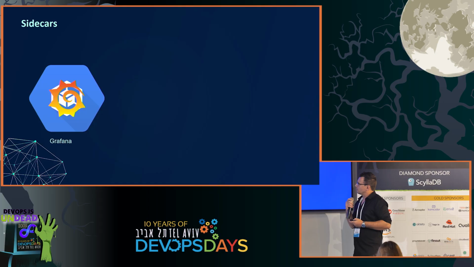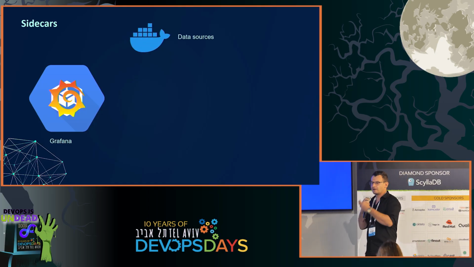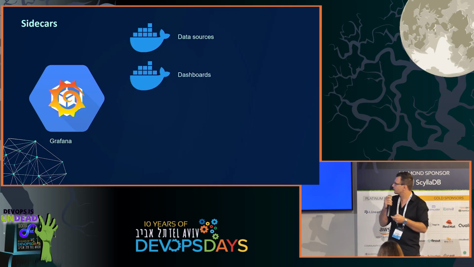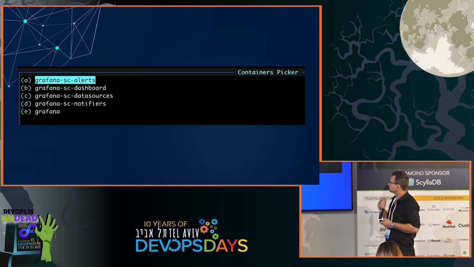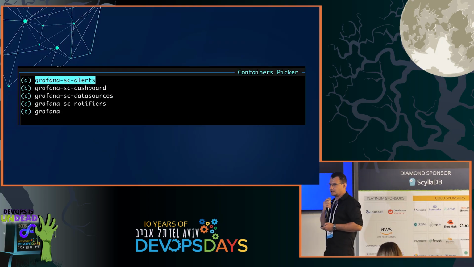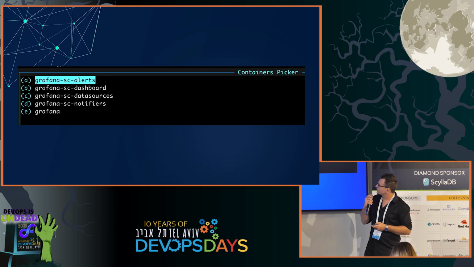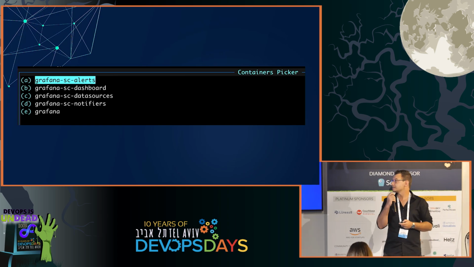This is not the only sidecar we can implement. We have a sidecar for data sources, and of course we can have sidecars for dashboards, alerts, and notifiers. Here is how the Docker containers will look inside of pods. You can see the alerts, the dashboards, the data sources, the notifiers, and of course Grafana itself.